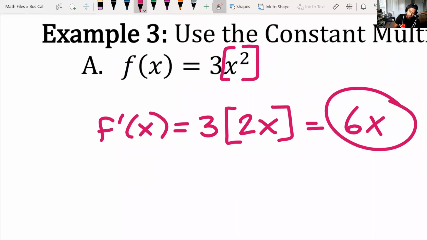Now, could we say that this 2 just comes down and multiplies the 3 and we're done with 6x? Yes, we can, right? It could be as easy as that. But again, just showing you how these rules work.